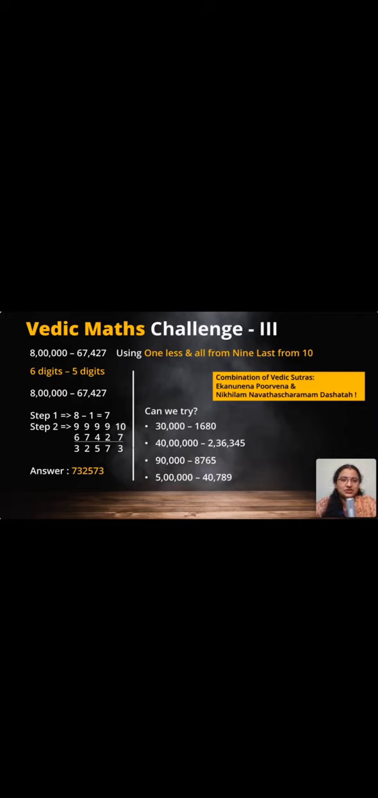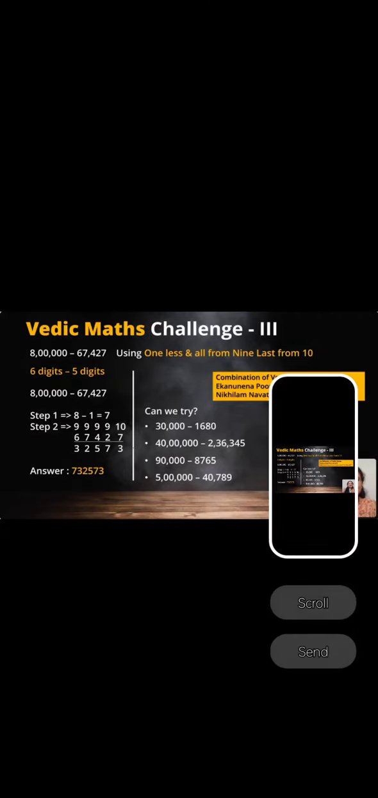So look at this question. 8 lakh minus 67,427. Now, 67,427 is a 5-digit number. 8 lakh is a 6-digit number, but it is not the first 6-digit number. It doesn't have 1. It starts with 8, right? So, we make use of another Vedic Sutra. We blend 2 Vedic Sutras together to easily get the answer for this.